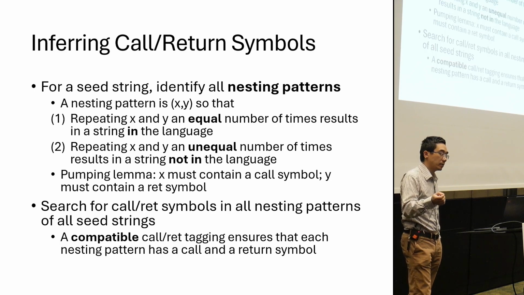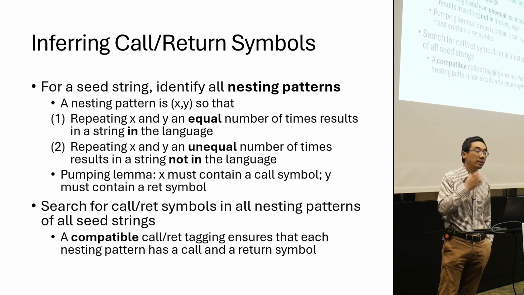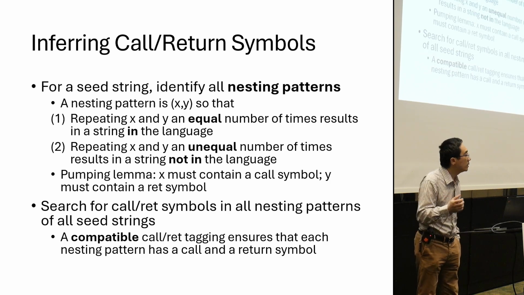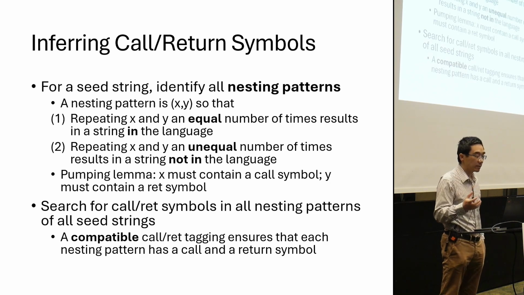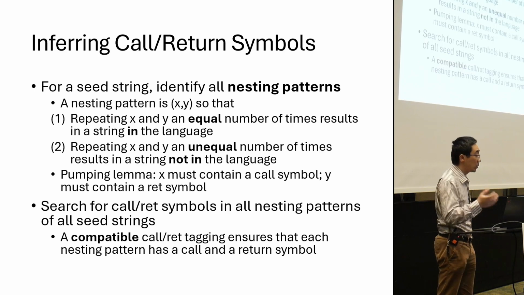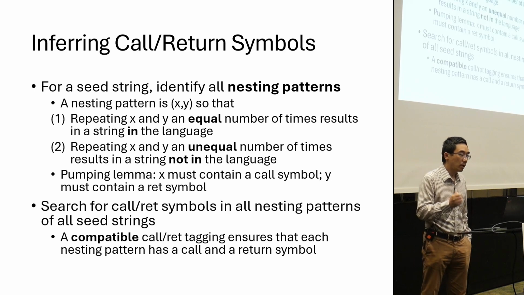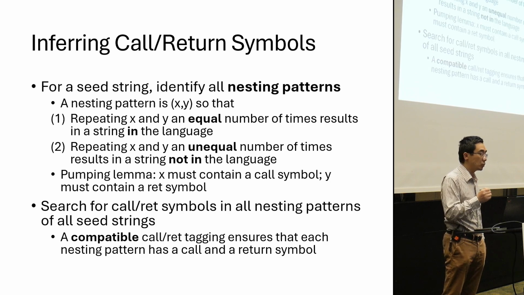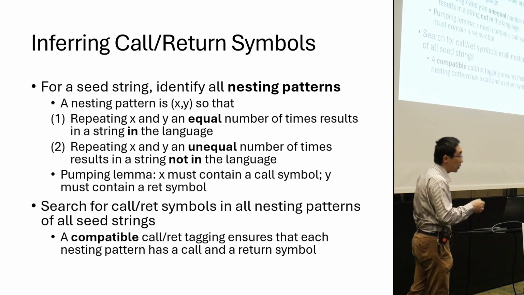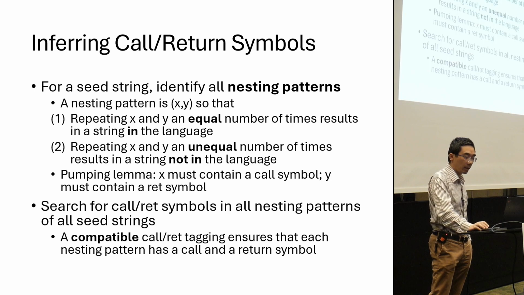The idea is, in the first step, we search through all C strings to identify all nesting patterns. And then we are going to do a search on those nesting patterns to identify possible call and return symbols. So in the end, it computes a so-called compatible call and return tagging. A compatible tagging just ensures each nesting pattern has a call and return symbol. So the detailed algorithm is in the paper, but that's the spirit of the algorithm.